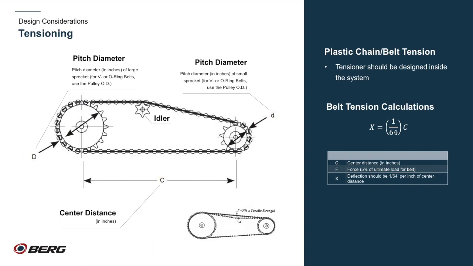Many people have rules of thumb that they use to determine chain tension in their applications. The proper method is to measure the amount of deflection based on the center distance of the shafts for a given force. In the case of Berg belts, we recommend 1/64 of an inch of belt deflection per inch of center distance when a force equal to 5% of the ultimate belt load is applied normal to the belt.